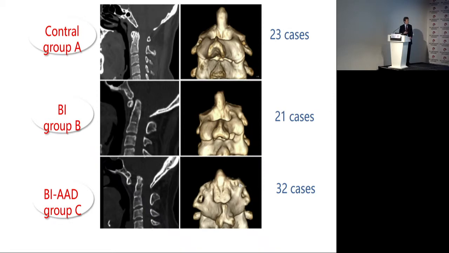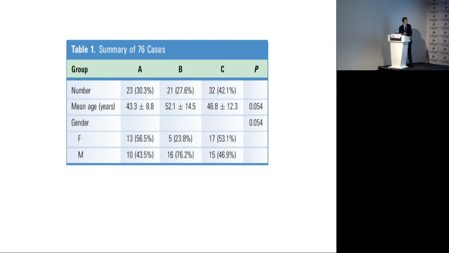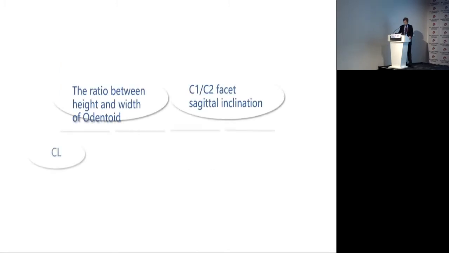I collected the CT scans, and this is the data from three groups. The age and the gender had no difference between the groups. I calculated the ratio of the odontoid between the height and the width to judge whether there's a deformity of the odontoid, and also the facet joint sagittal inclination, the Chamberlain line, cranial cervical angle, and also ADI.